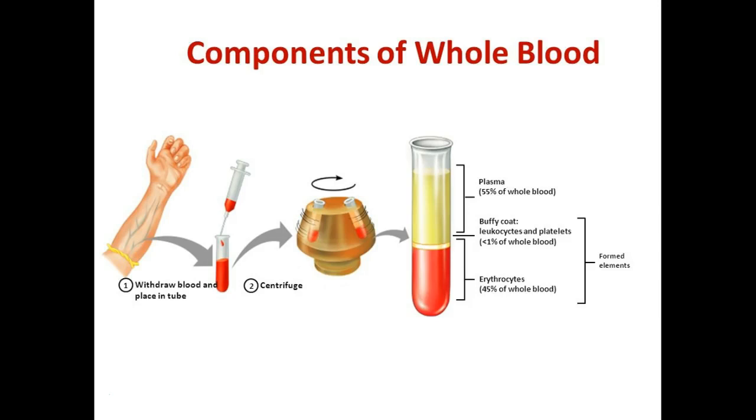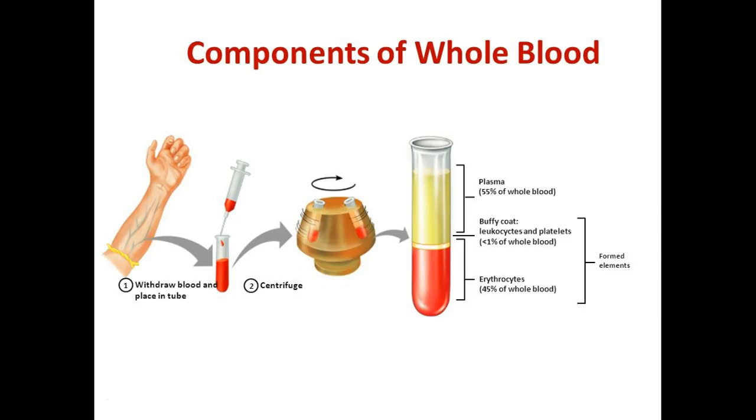The components of blood: what we have here is an image of somebody getting their blood drawn and into a tube, into a centrifuge, spinning it, and then what that does is it causes the heavier portion, which the formed elements would be.